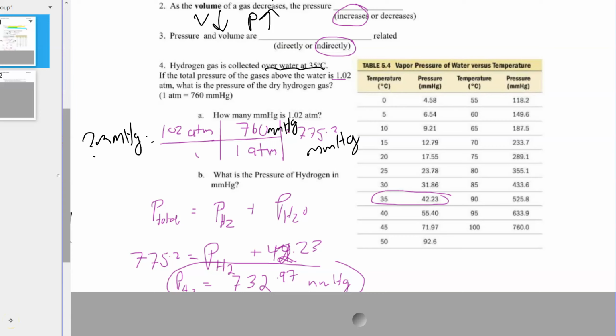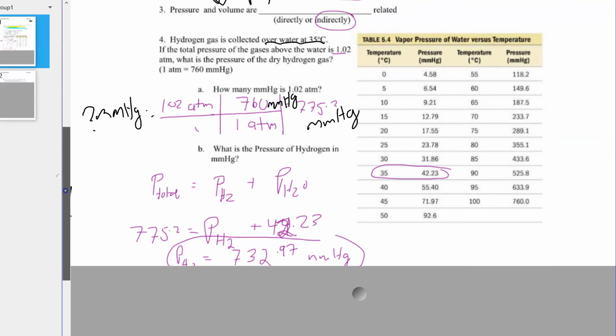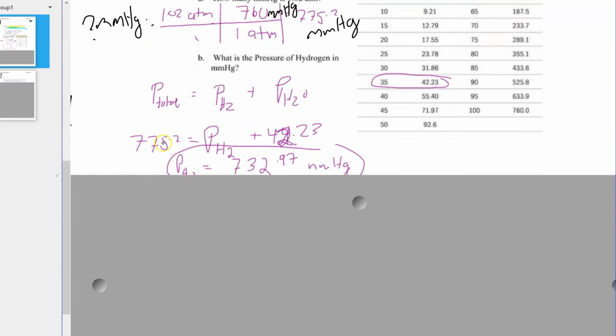So the water temperature was 35 degrees Celsius. So we use the water vapor pressure versus temperature. We look at 35 degrees. And at that temperature, the partial pressure of water is 42.23. So we know that the total system is equal to hydrogen plus that 42.23.